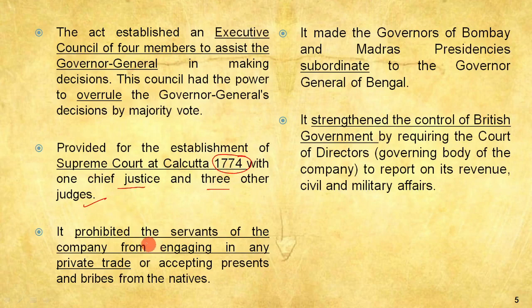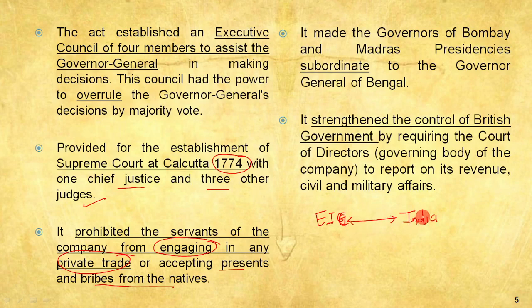Next point is, the act prohibited the servants of the company from engaging in any kind of private trade or accepting any presents or bribes from the natives. So, the charter was given to the East India Company by the Queen to do the trade in India.